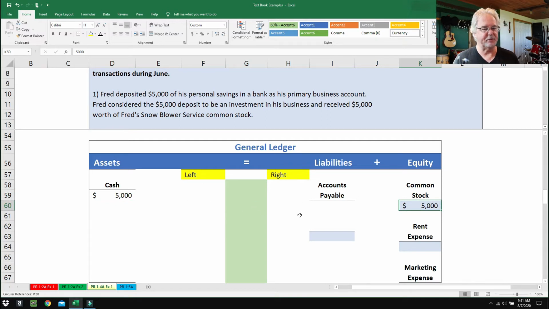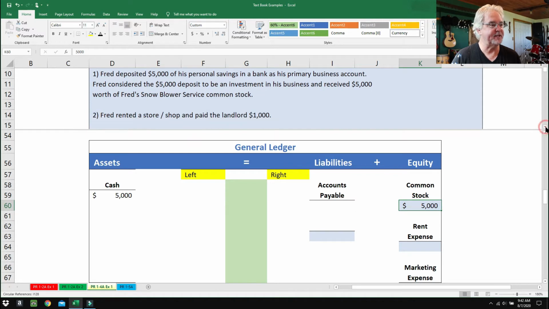The left side equals the right. Accountants would say the debits equal the credits. That's all that debits equal credits means. The left equals the right. Now, getting into a little bit more detail, this common stock signifies Fred's ownership interest in the business.